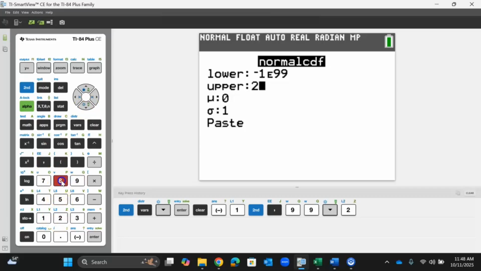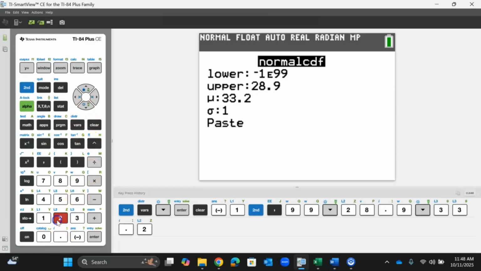So 28.9. Again, older versions of the calculator, you'll press a comma to now enter in the mean. Newer calculators, we will arrow down. Our mean is 33.2 seconds. Again, we'll go down, and then we will enter in our standard deviation, which is 5.8.